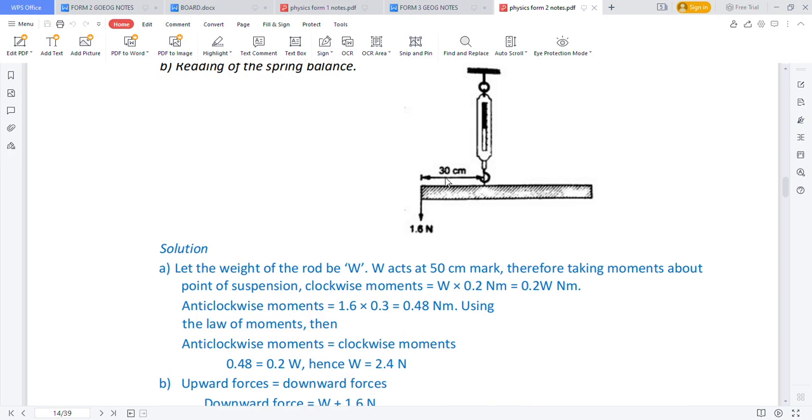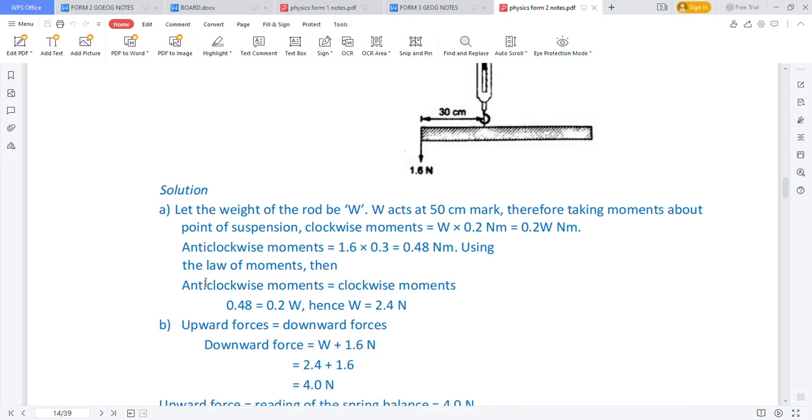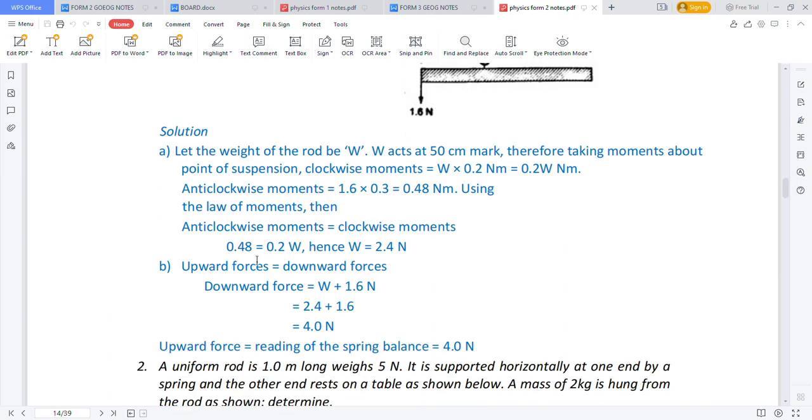centimeters is taken. So our COG is going to be somewhere here. So it is going to be 20. So that's why we are using W times 20. Then anti-clockwise moment, we are going to have 1.6 times 30 centimeters. If you change it to meters, you are going to have this. Using the law, we say the sum of the anti-clockwise moment is equal to clockwise moment. So we are going to have 0.4 is equal to 0.2 W. Then we are going to have weight is equal to 2.4 Newton.